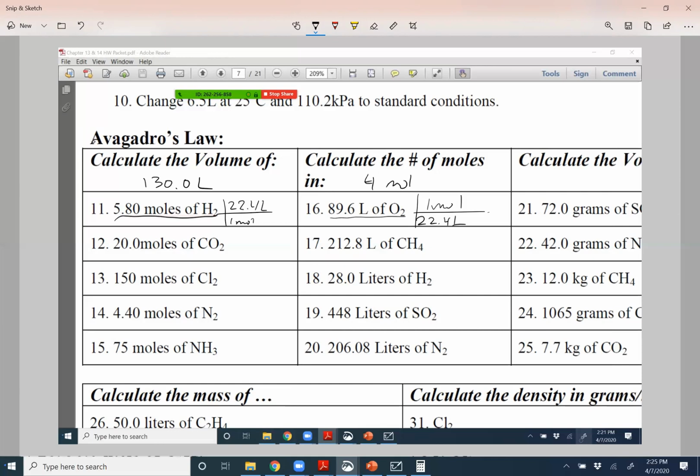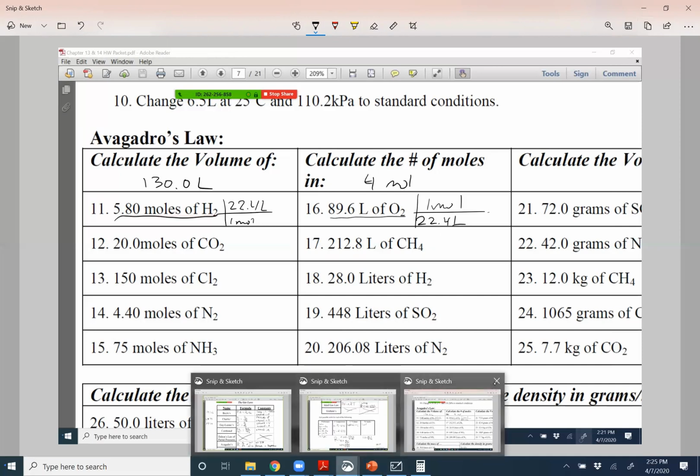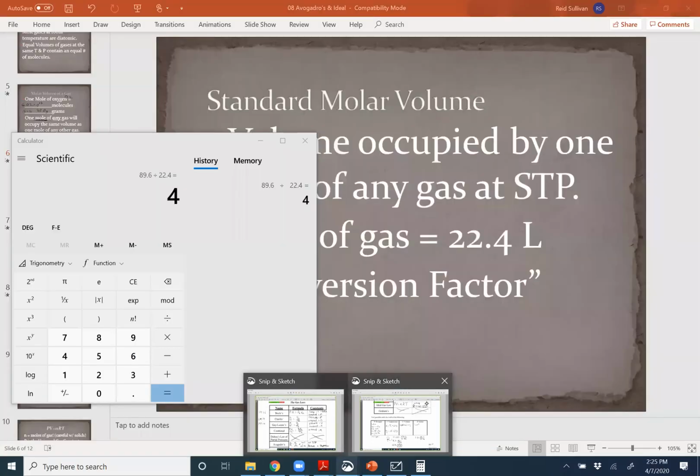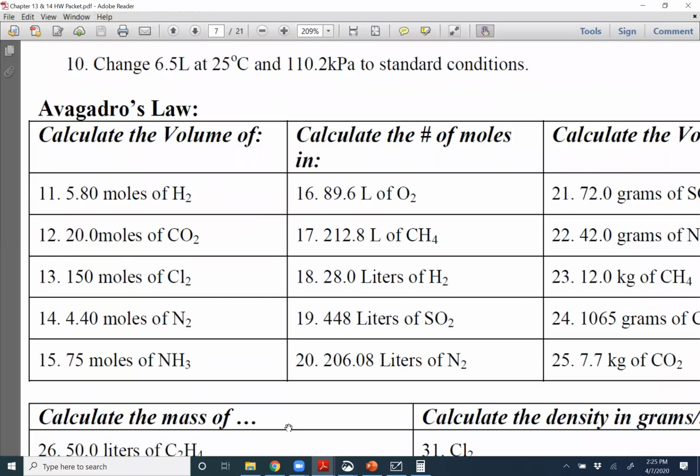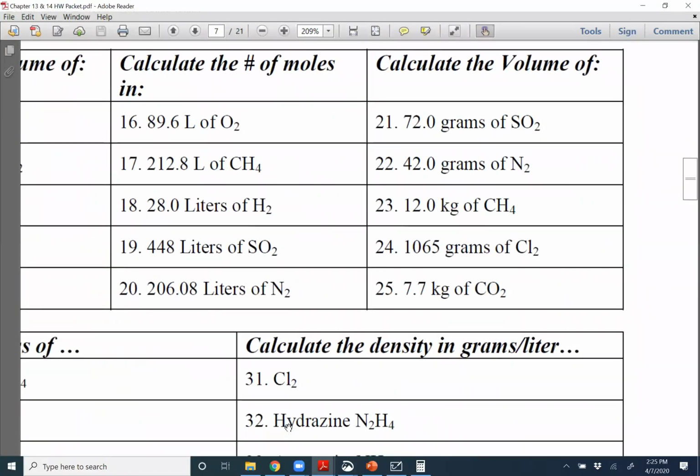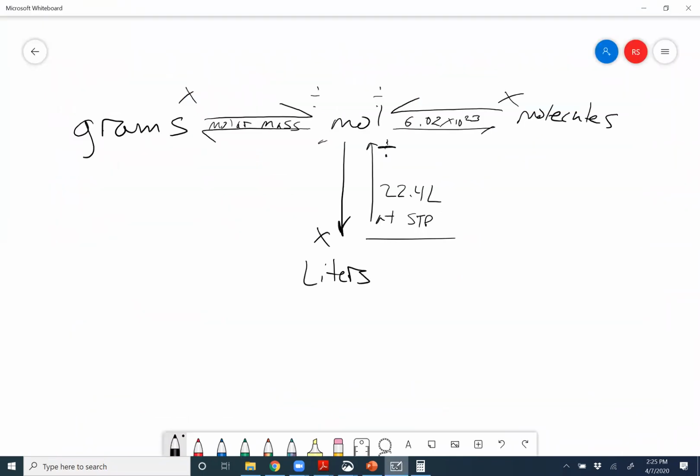All right. Let's get rid of this one here. There we go. All right, now we're going to take a snippet of the next couple problems. So over here, it asks us to calculate the volume, but it gives us grams. So if you look at our situation on here, we are over here now.